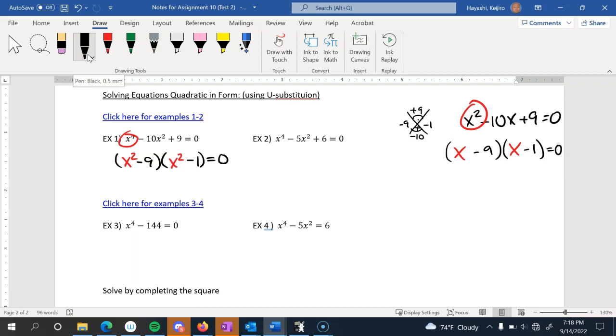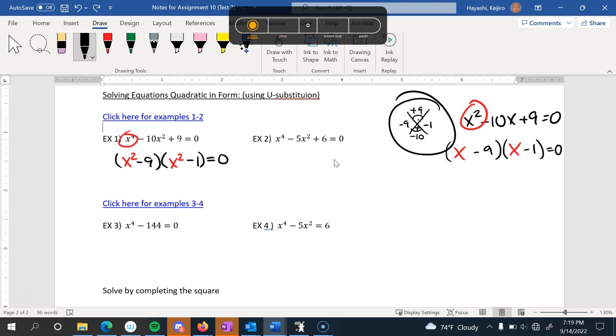If your equation starts with an x squared, your factors start with x and x. If your equation starts off with an x to the 4, your factors start off with x squared and x squared. But where do you get -9 and -1? It's the same as it was for here. So this is so many steps.